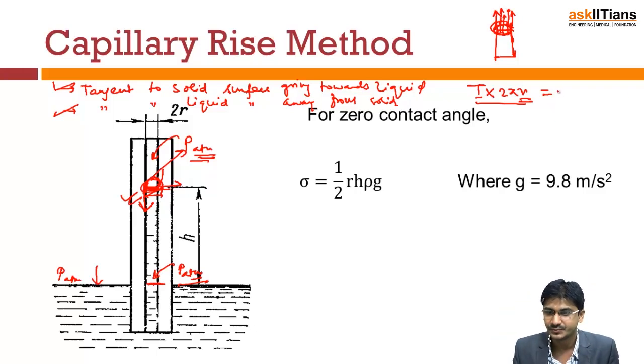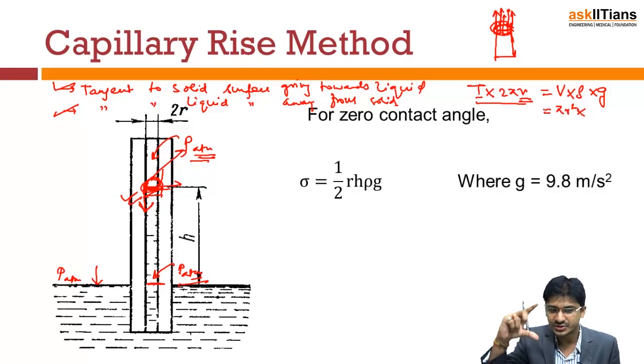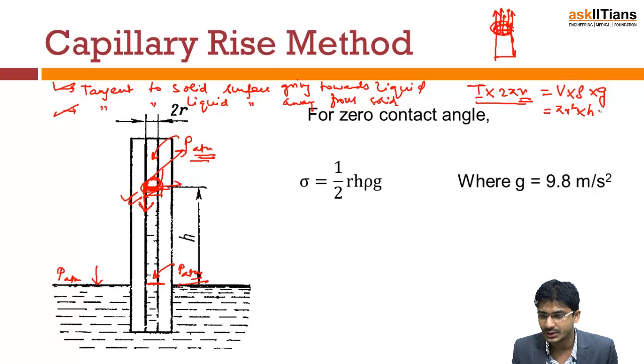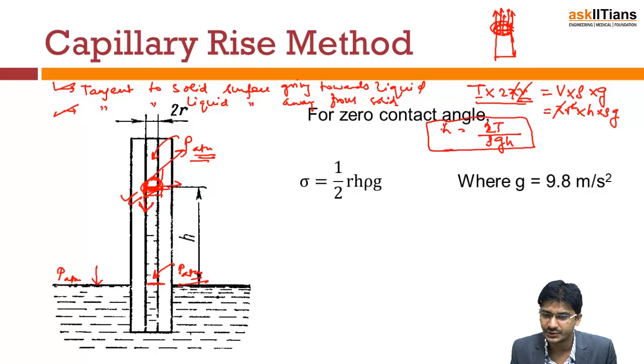Weight of the liquid will be its volume into density of the liquid into g. Volume of the liquid will be the area of cross section, that will be pi r square, into the height of the liquid h, into rho into g. Now if you balance these two, you can see the pi gets cancelled out, r will get cancelled out with this. So height h is 2T by rho g r. This is the height of the liquid that has gone up.